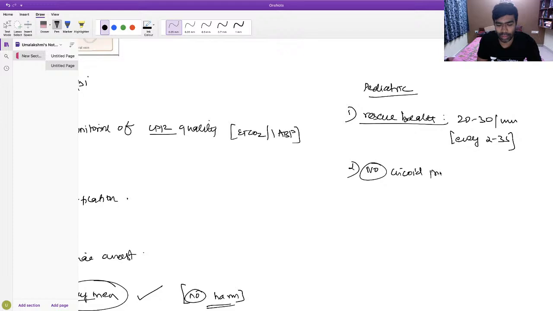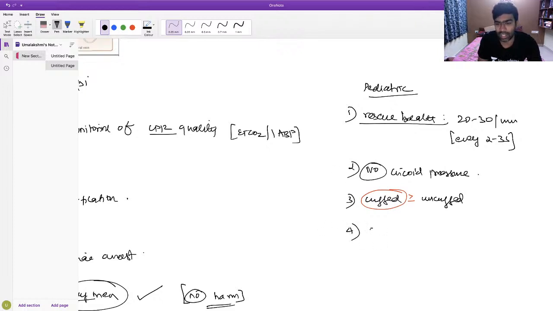So this is number 2. No cricoid pressure during intubation or during CPR, doesn't matter. Previously they had said that cuffed tubes are equal to uncuffed tubes. That was previous: cuffed is equal to uncuffed, there is not much difference, so you can go for uncuffed tubes. But right now there is a new guideline which clearly says that uncuffed tubes are not superior, whereas cuffed tubes are considered a little superior to uncuffed tubes.